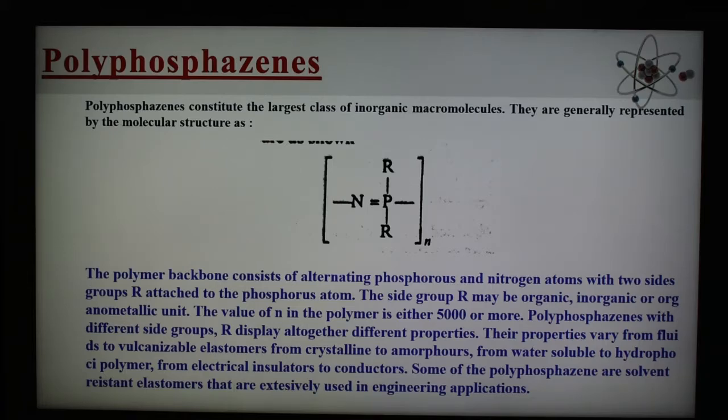Polyphosphazenes with different side groups, that is R, display different properties. Their properties vary from fluid to elastomer, from crystalline to amorphous, from water soluble to hydrophobic polymer, and from electrical insulator to conductor. Some of the polyphosphazenes are solvent resistant elastomers that are used in engineering applications. So this is about what is meant by polyphosphazene, which contains alternate phosphorus and nitrogen atoms, and about their molecular weight.